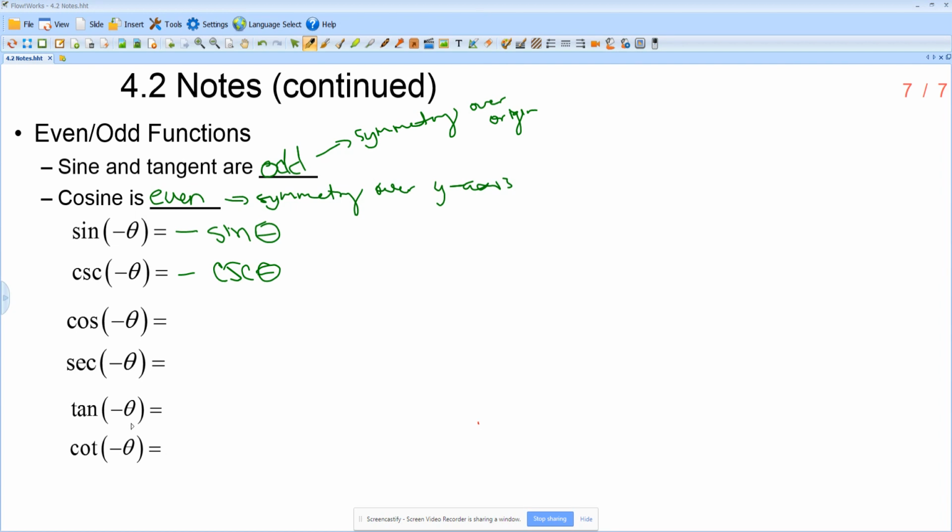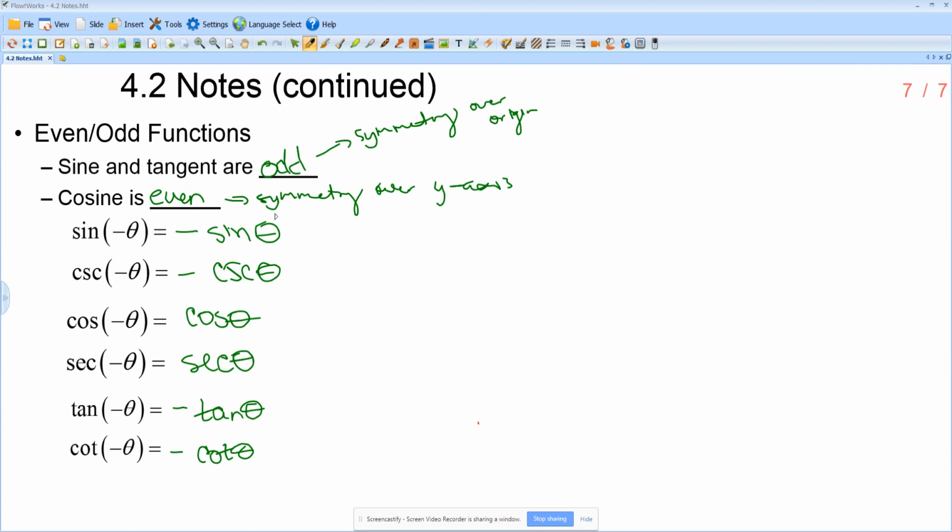I'll jump down here. Tangent is also odd. So tangent of negative theta is negative tangent of positive theta. Cotangent, since it is a tangent function, cotangent of negative theta is negative cotangent of theta. Your even functions work differently. So the cosine of negative theta is going to be the same as your cosine of positive theta. Your secant of negative theta is going to be the same as your secant of positive theta.